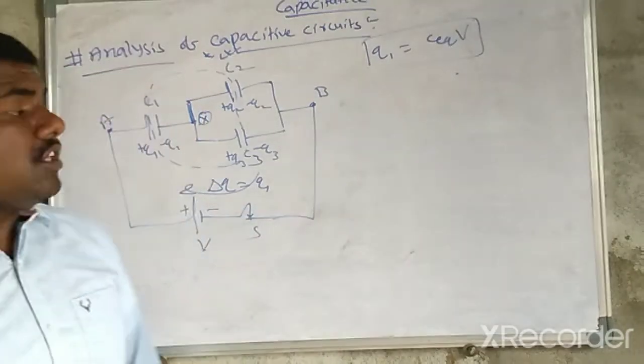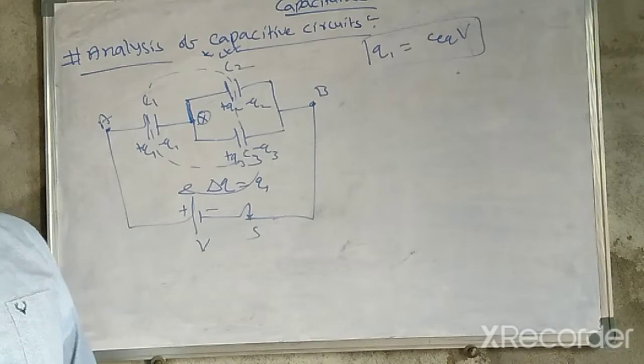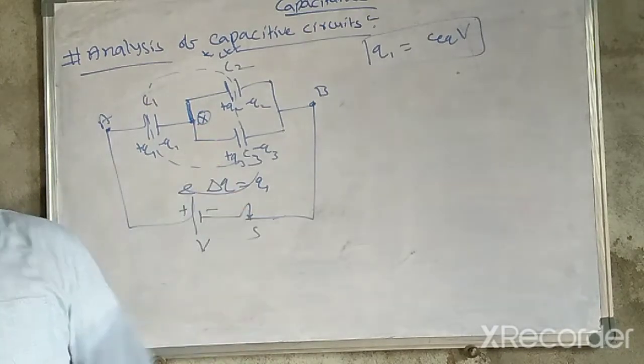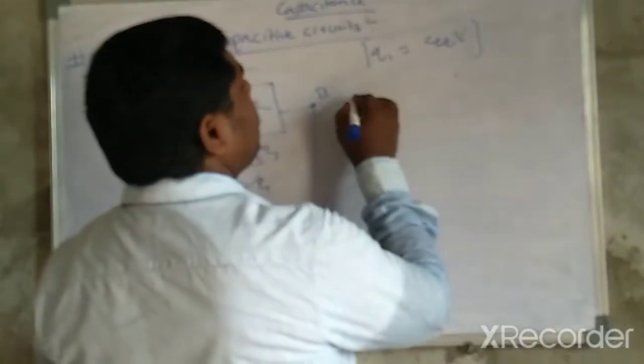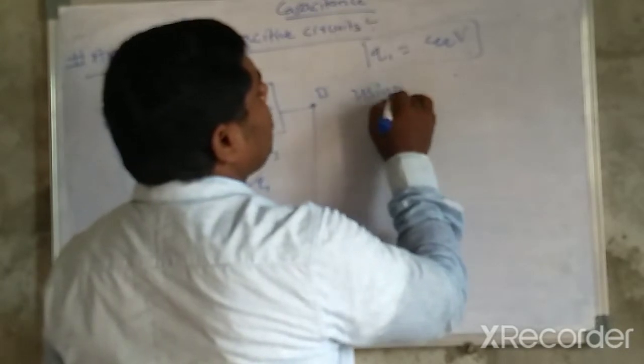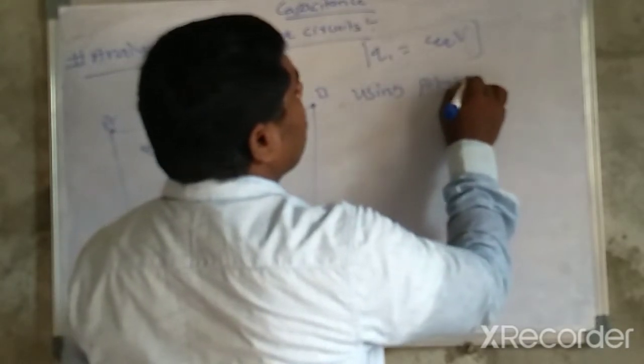Here using the potential difference at the node point in the figure, using potential.